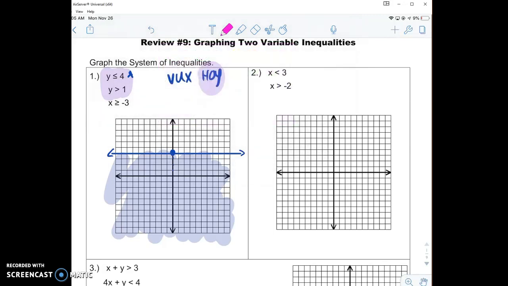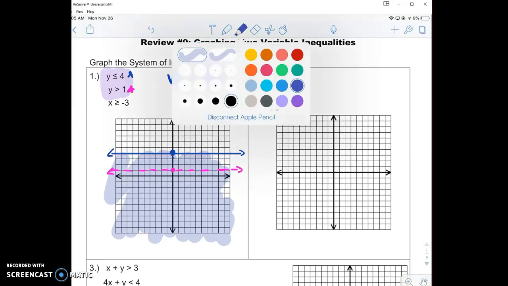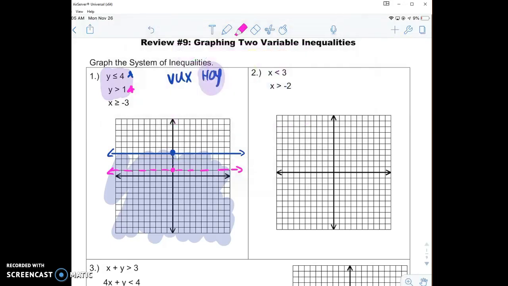The second line, y is greater than 1, another horizontal line. I'm going to start at y equals 1. This is not greater than or equal to, so I need a dotted line. Greater than means I need to shade everything above, all the values where y is bigger than 1.